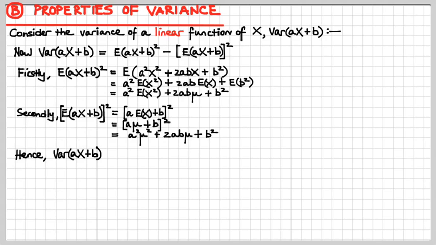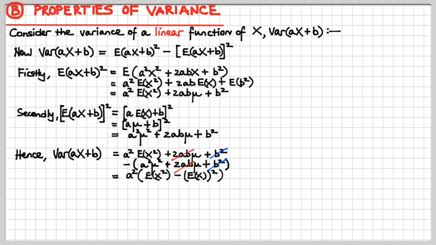Yes, it does. Good. So therefore, the variance of ax plus b is equal to this thing minus this thing, because it's the same as that thing minus that thing. Now, you can see, because of this minus sign here, that there's some cancelling going to happen. This is going to cancel with this. This is going to cancel with this. So have a look. Yeah, those ones cancel. These ones cancel, and we get, yes.